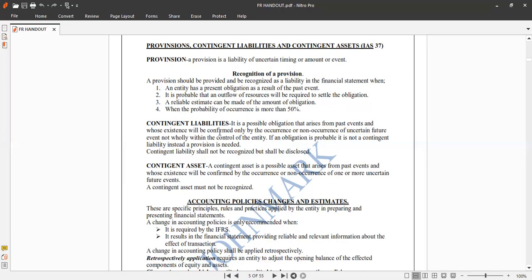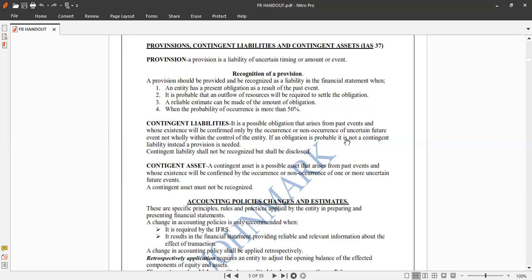For example, assuming you have a pending legal case. In this case, another company has sued your company. You being the company that has been sued, in case the other party wins, you expect to pay damages. So in that case, that's what we call a contingent liability. And we are saying that its existence will be confirmed only by the occurrence or non-occurrence. In this case, you cannot estimate the amount of damages the judge might award to the other party. So in this case, that amount should be recognized as a contingent liability.